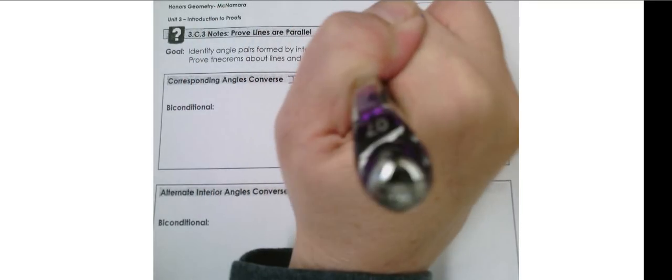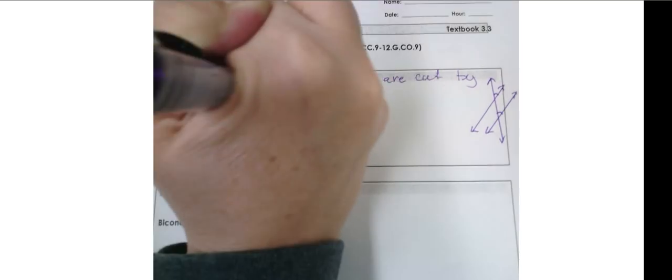So, if two lines are cut by a transversal, so the corresponding angles are congruent, then the lines are parallel.